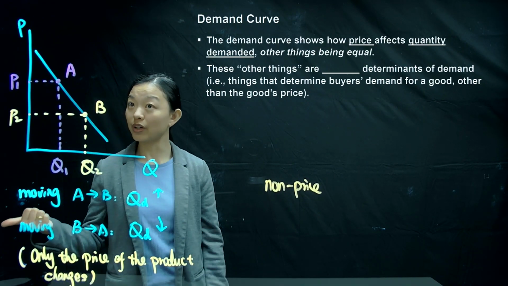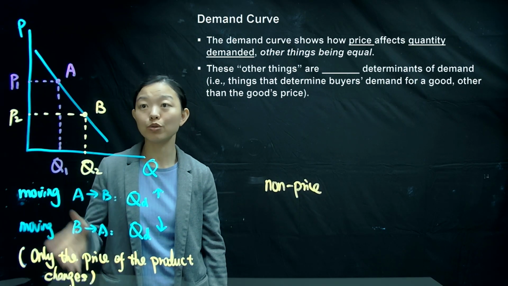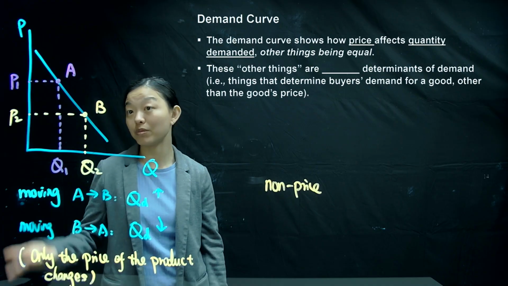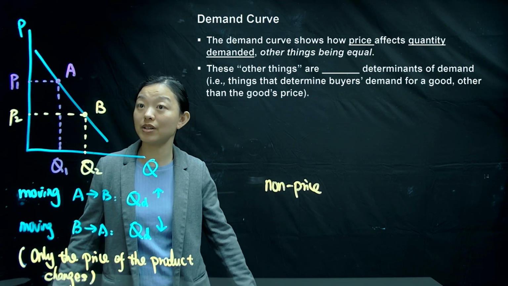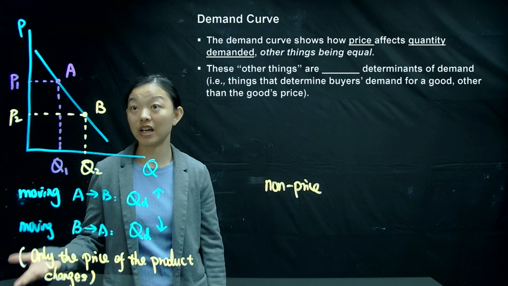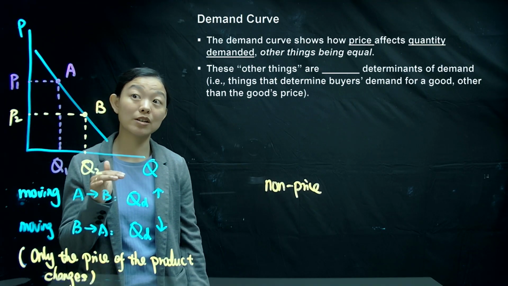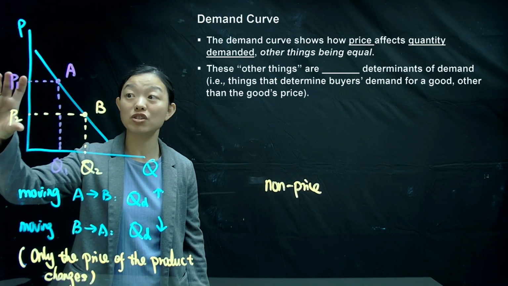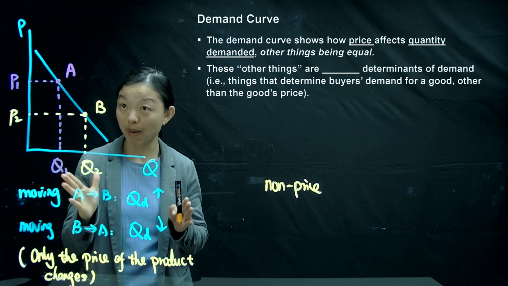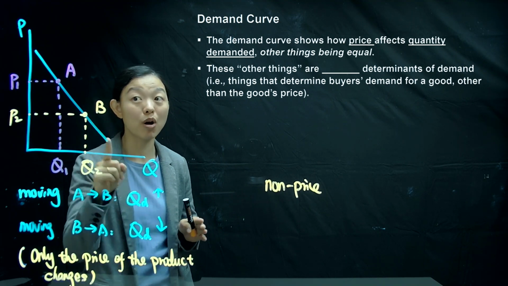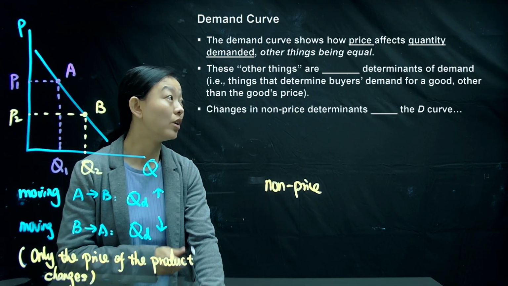So what are the non-price determinants? For example, your loyalty to one brand, your income level. Your income increases, you might probably buy more products, right? Your income decreases, you might buy fewer products. Or, for example, your expectations about a brand. So those are what we call non-price determinants. It's not because of the price changes, it's because of other things changing. That would change the demand of the product, not the quantity demand. So this should be very important, okay?